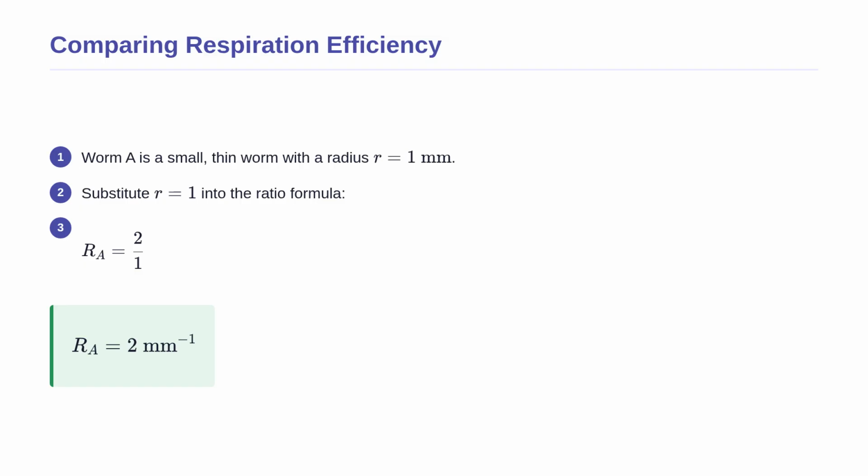This relatively high number indicates that worm A has plenty of skin surface area compared to its internal volume, allowing it to absorb oxygen very effectively.